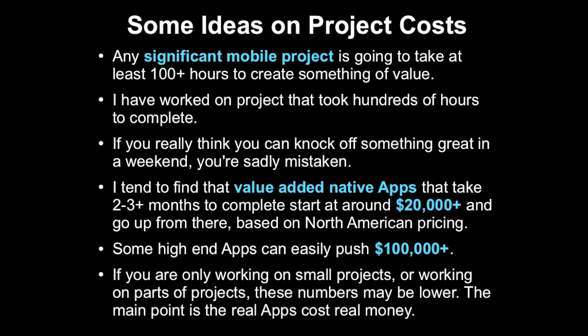Some ideas on project costs. Any significant mobile project is going to take probably at least 100 hours to create something of true value. I have worked on projects that have taken hundreds of hours to complete. If you really think you can knock something off great in a weekend, you're sadly mistaken. I tend to find that value-added native apps that take 2 to 3 months to complete start at around $20,000 and go up from there, based on North American pricing. Some high-end apps can easily push $100,000 or more. If you are only working on small projects or working on parts of projects, then these numbers may be much lower. The main point here is that real apps cost real money.